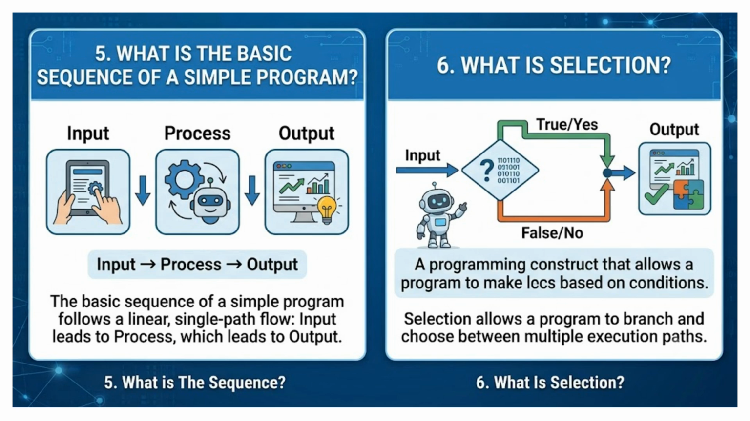Selection is commonly implemented using statements such as if, else, or switch, depending on the programming language. Without selection, every program would follow only one path and could never respond differently to different situations. Selection makes programs smarter, more flexible, and capable of making decisions just like we do in everyday life.